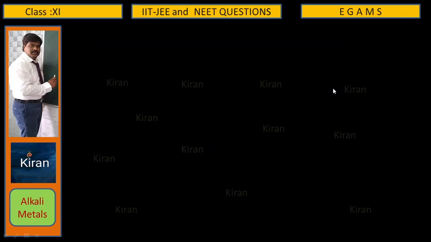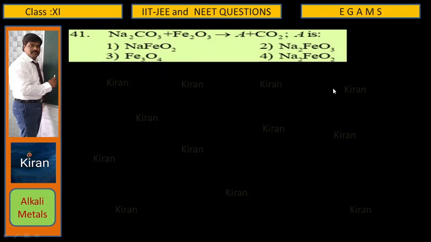Only 2 more questions are there. We are going to see 41. Sodium carbonate plus ferric oxide gives A plus CO2. What is the A in this case? First option is the right option.